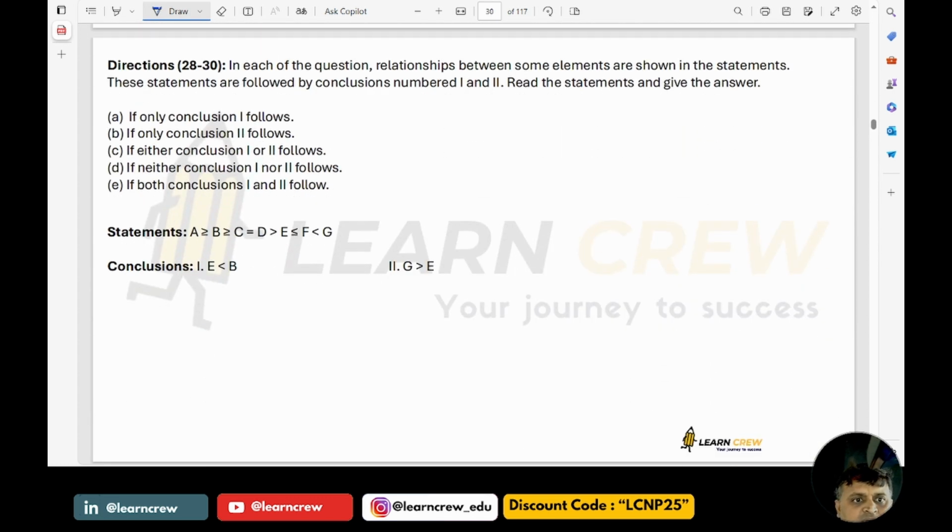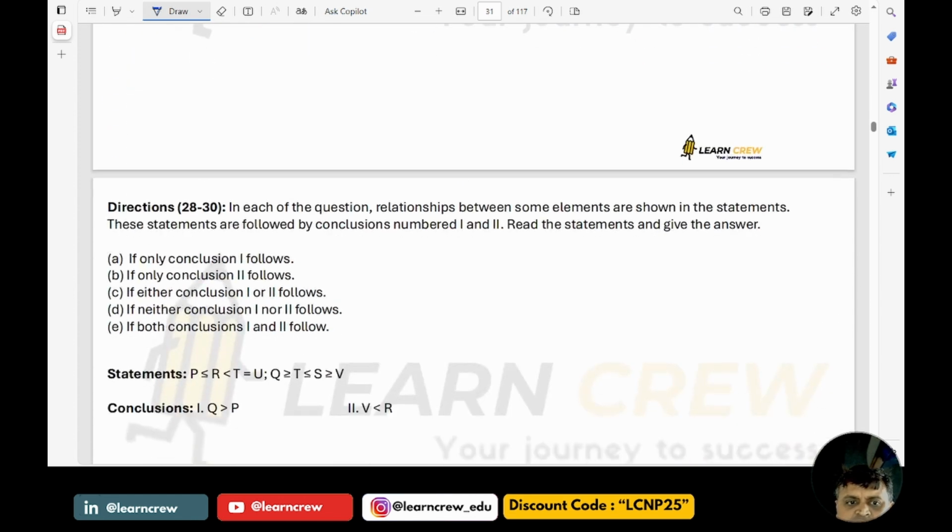Right. Now the next questions are based on inequalities. So between E and B the relation is asked. If you see here, B is greater than E. So E less than B is correct. Between G and E the relation is asked. E is less than G means G greater than E. Both are correct. So option E is the answer.